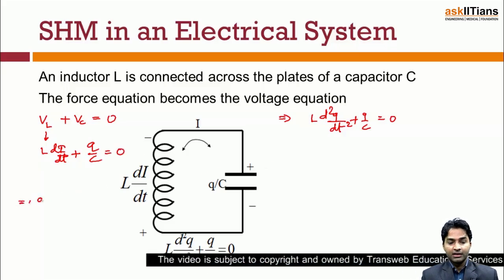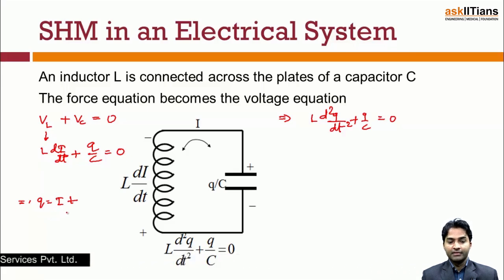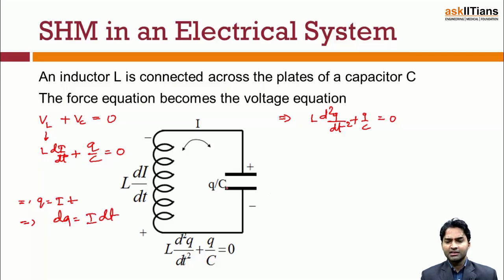We know that q is equal to I into t. So on differentiating this relation with respect to time t, we get d2q by dt, or we can say dq is equal to I into dt. So we want to differentiate this relation. So I equal to dq by dt, we will put here L into d by dt of dq by dt, differentiation of this term again, plus q by c, and finally we will get L into d2q by dt square plus q by c is equal to 0.